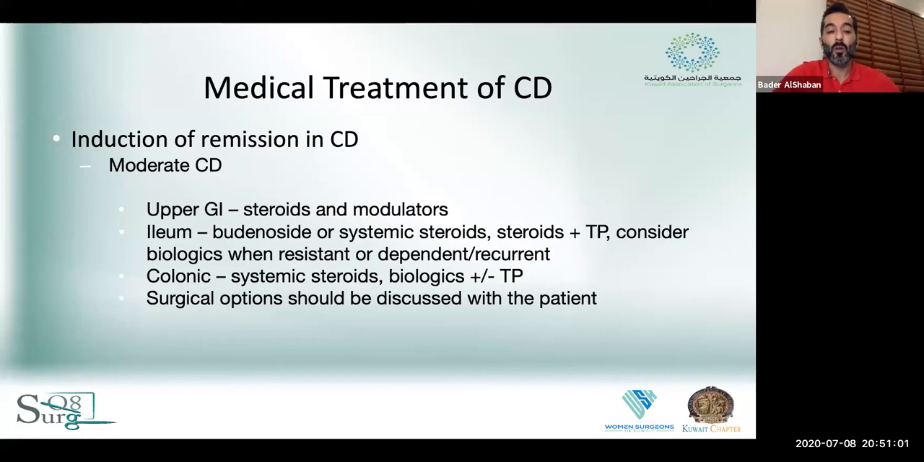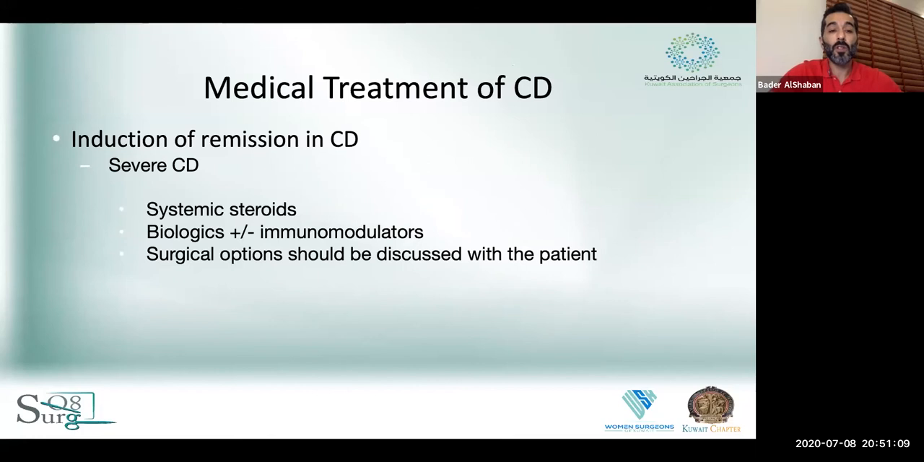in order to be on board from early on should there be any complications down the line or failure to respond to treatment. When the patient is presenting with severe Crohn's, then systemic steroids are warranted, and you might have to start biologics and immune modulators earlier, and surgical options should definitely be introduced to your patient.